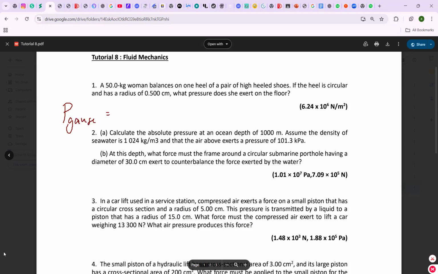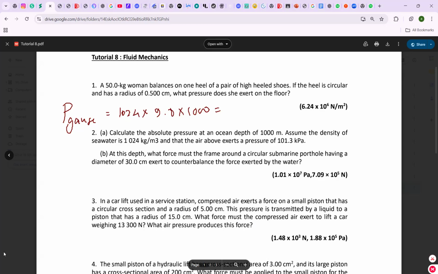1.017 into 10 to the power 11. What is the gauge pressure? Okay, the gauge pressure is 1024 into 9.8 into 1000. How much are you getting here? The answer is 145 440.